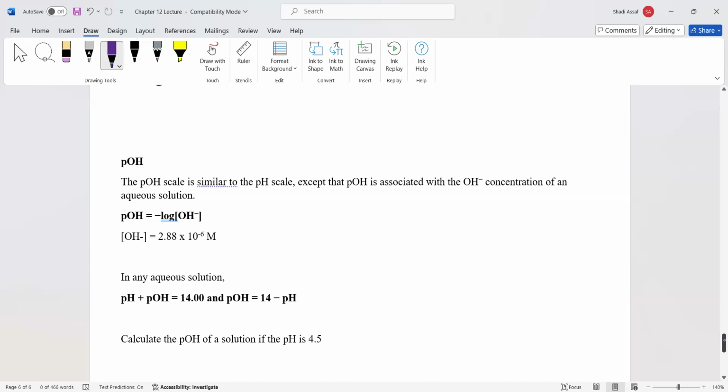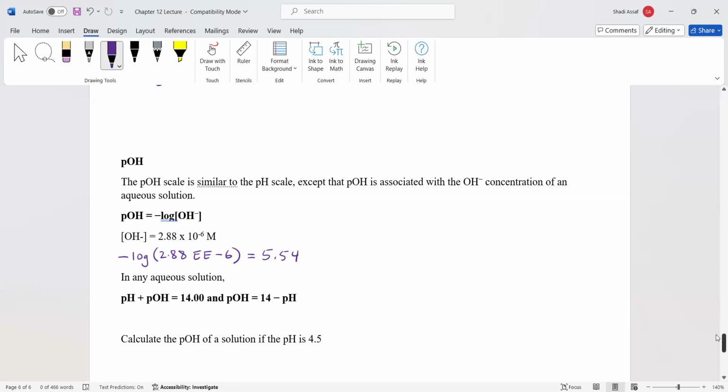So again, you plug in negative log of 2.88 EE negative 6. Okay, so if you do that, that will give you 5.54.